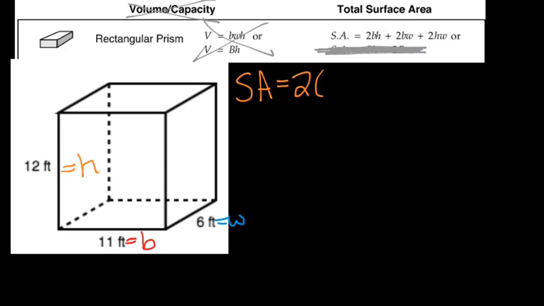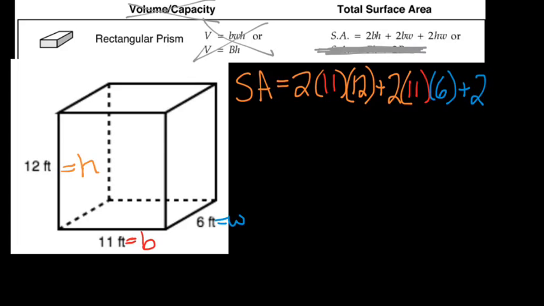Alright, 2 times base, which is red, which is 11, times height, which is orange, and height is 12, and then plus 2 times base, which is 11, and then times, I know it's different colors, we'll just deal with it, times W, which is 6, plus 2 times height, which is 12, times W, which is 6.